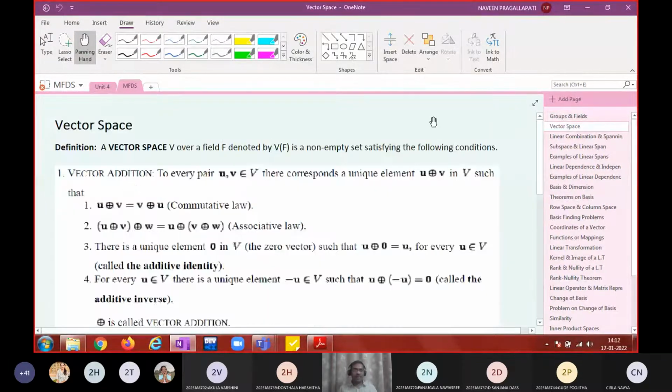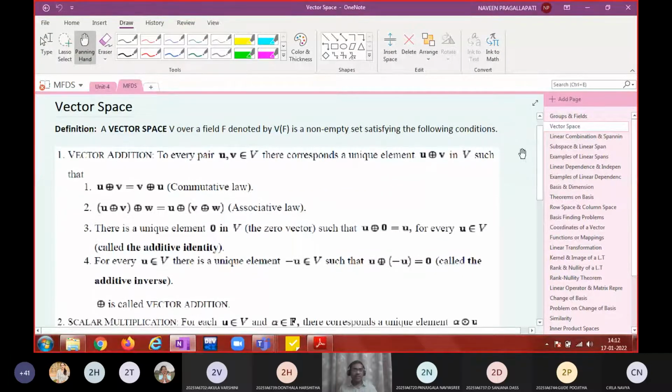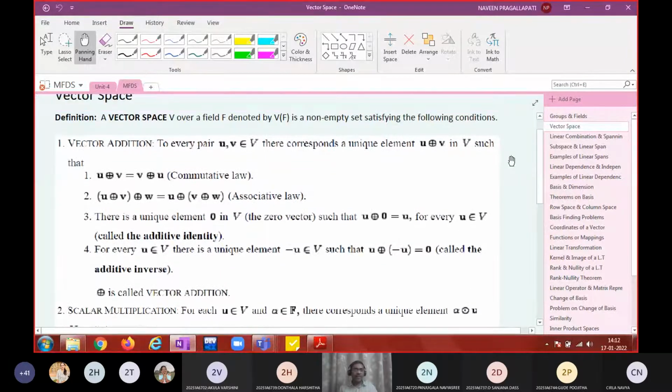What do you mean by a vector space? A vector space is associated with a field F. So if you have a field F and a non-empty set V, then we say V is a vector space over the field F if it satisfies the following conditions. We call the elements of V vectors, and we call the elements of F scalars.